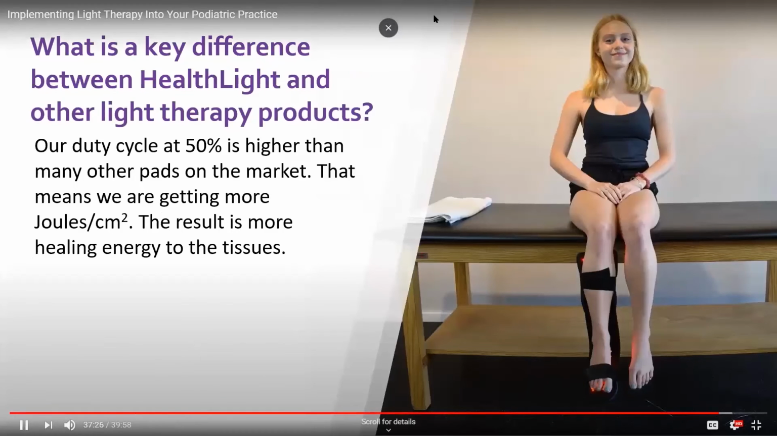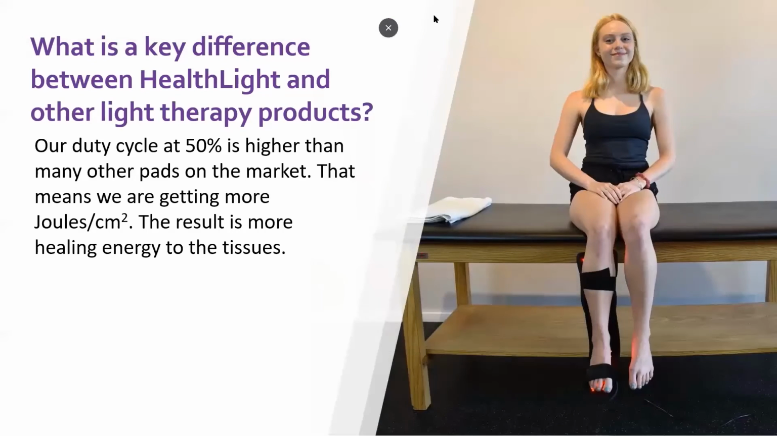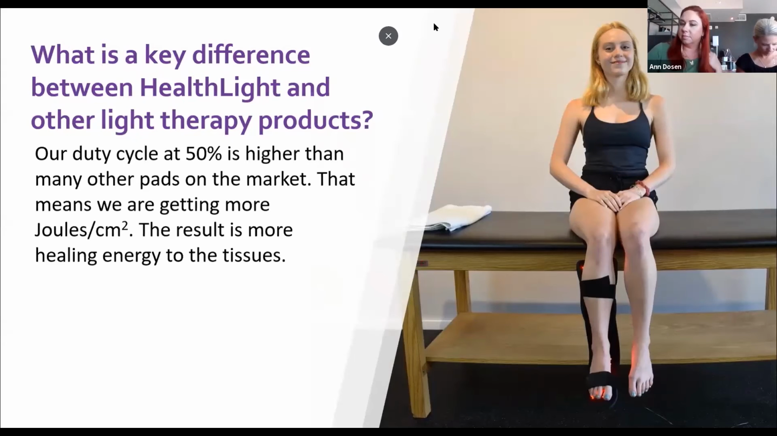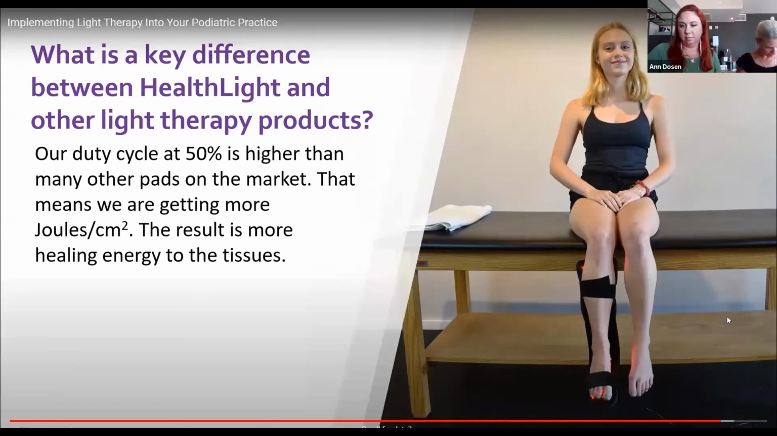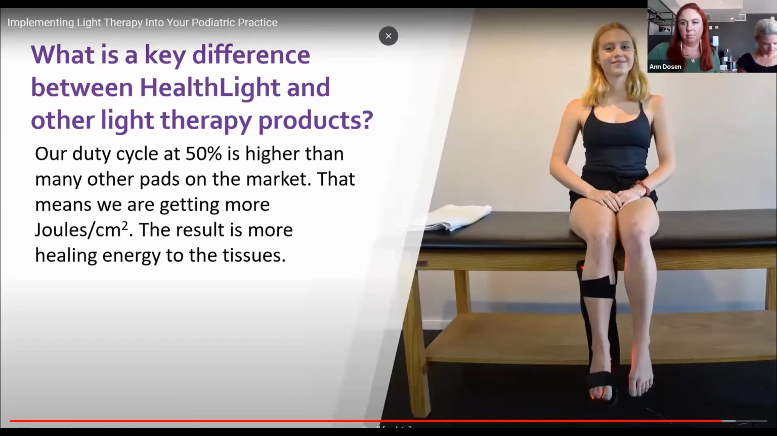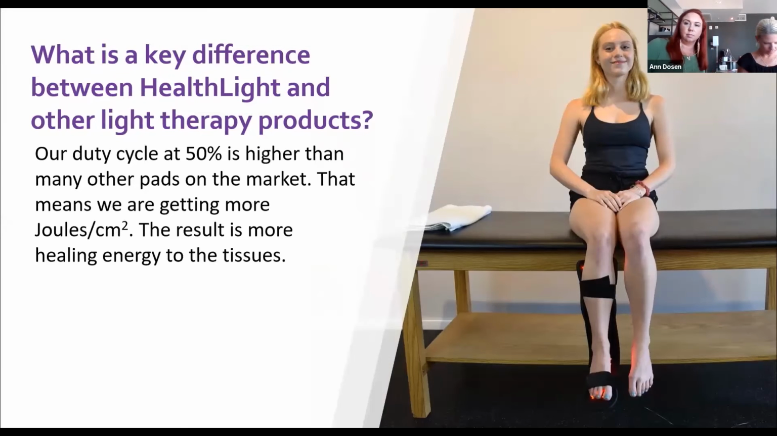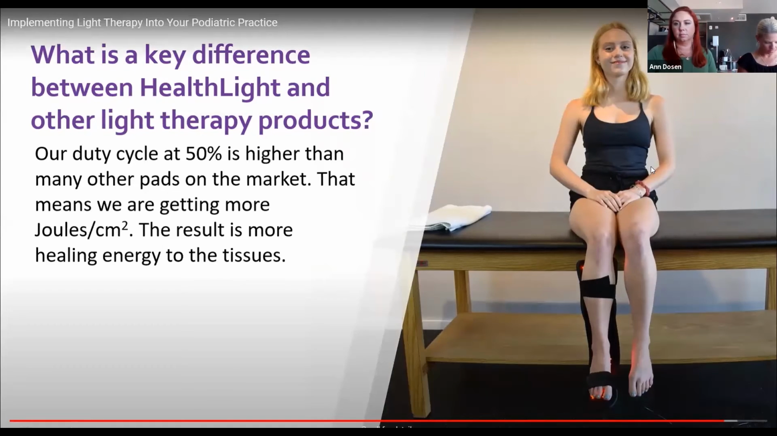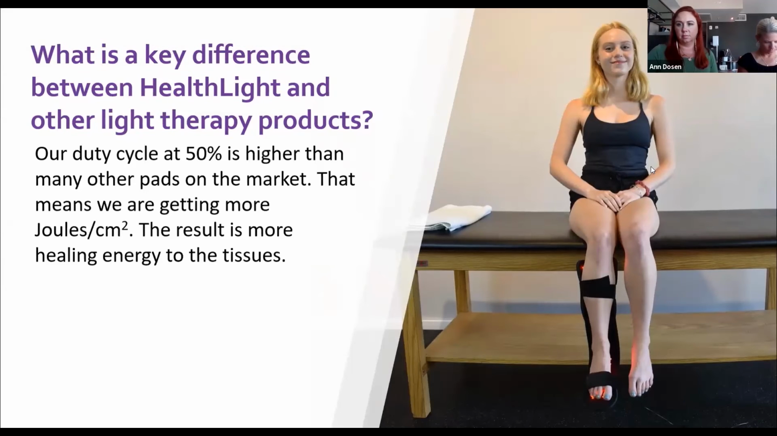So what's a key difference between HealthLight and other light therapy products? If I had to boil it down to one thing, I would talk about the duty cycle. Duty cycle is how often the lights are on compared to how often they're off when they pulse. So our duty cycle is 50%, which is much higher than many on the marketplace. That means, given the same amount of time as another product, we're going to get more energy into the body. More energy is going to result in more healing more quickly.